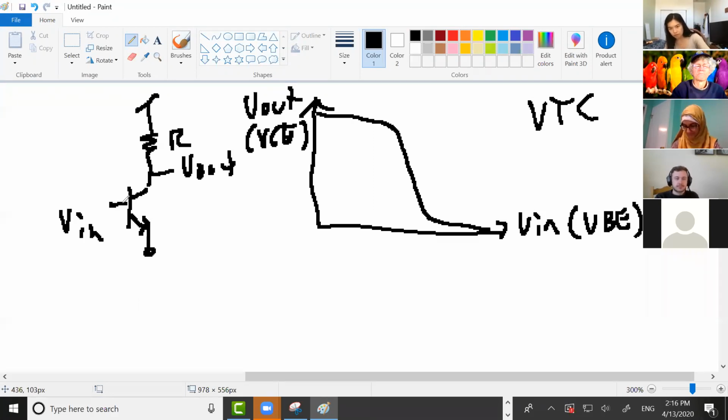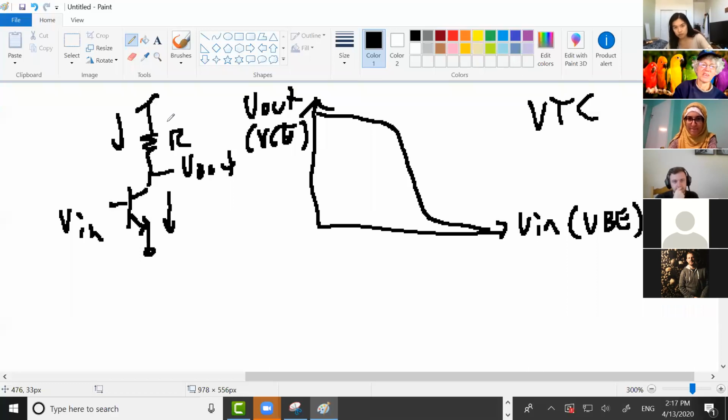And if you have V in too low, let's say you have V in equal to 0, how much current's going through your transistor? None. And if there's no current going through the transistor, how much current's going through the resistor? None. And so the voltage drop across the resistor is? 0, which means V out equals VDD. Yeah, so you're over here.